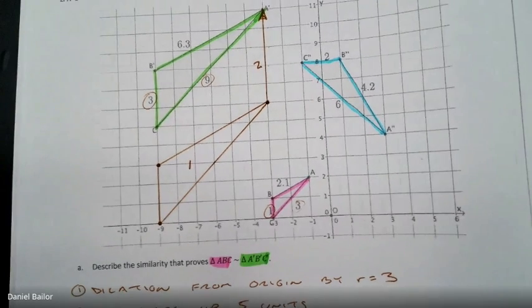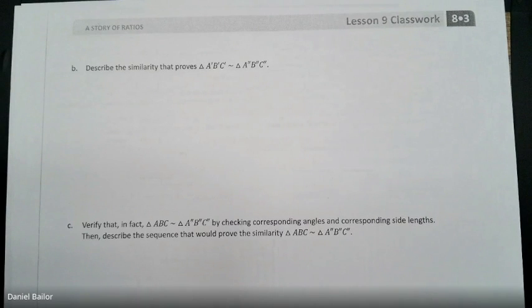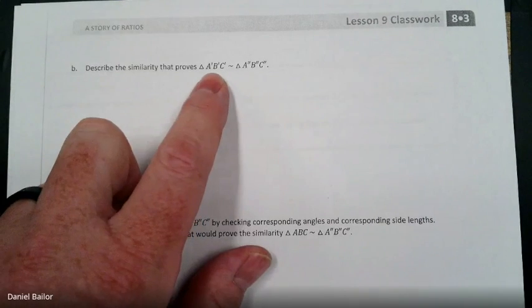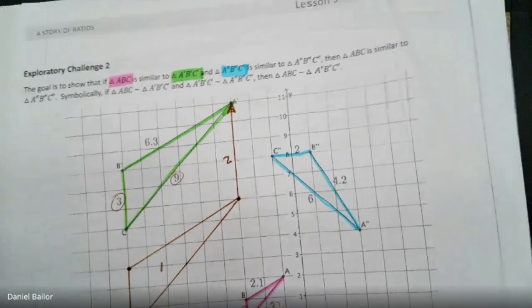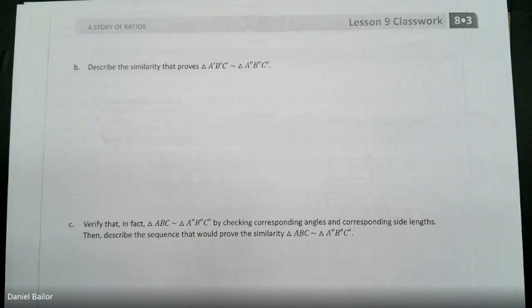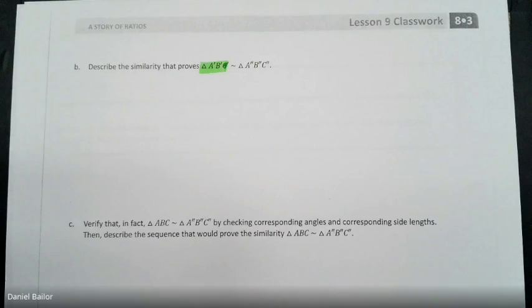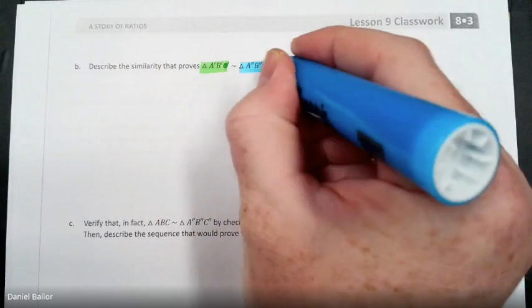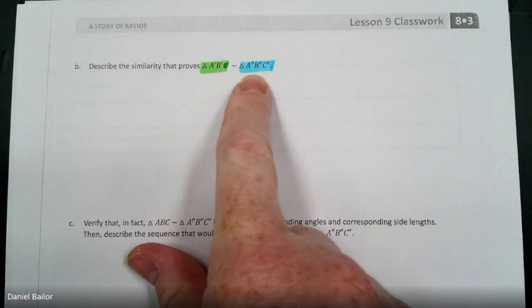Just focus and do your best. Page 102, part B says, describe the similarity that proves prime is similar to prime prime. So remember, our prime was green, our prime prime was blue. So prime is green, prime prime is blue. So now I need to go from green to blue.